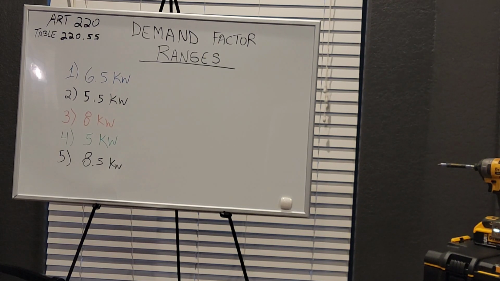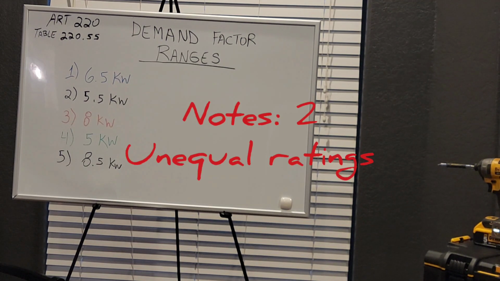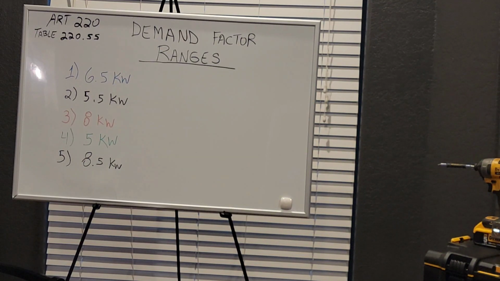Note 2, over 8 3/4 kW through 27 kW. Okay, ranges of unequal ratings. Okay, so we see that we have 2 that are 8, and we got 1 that's 8.5 kW. So we're not going to use that one. And then we go down to note 3, over 1 3/4 kW through 8 3/4 kW.